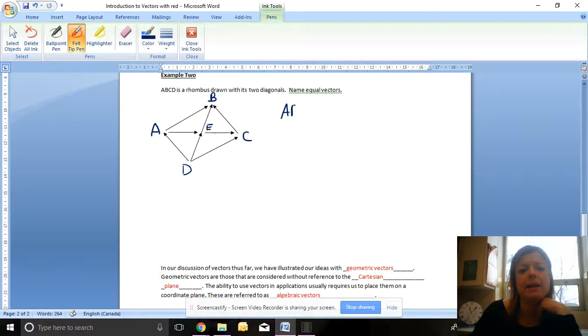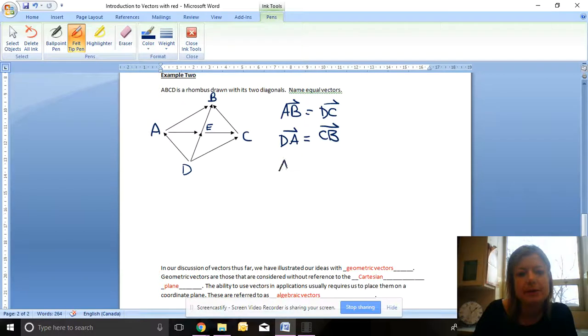So we can say that vector AB is equal to vector DC. Notice that I'm labeling it from tail to head, okay? And that AB and DC go in the same direction. So those two are equal vectors. Okay, what about DA? What is its equal vector? Take a look. Okay, it would be CB. So again, it's the same magnitude because it's a rhombus, and it's the same direction because the sides are parallel.